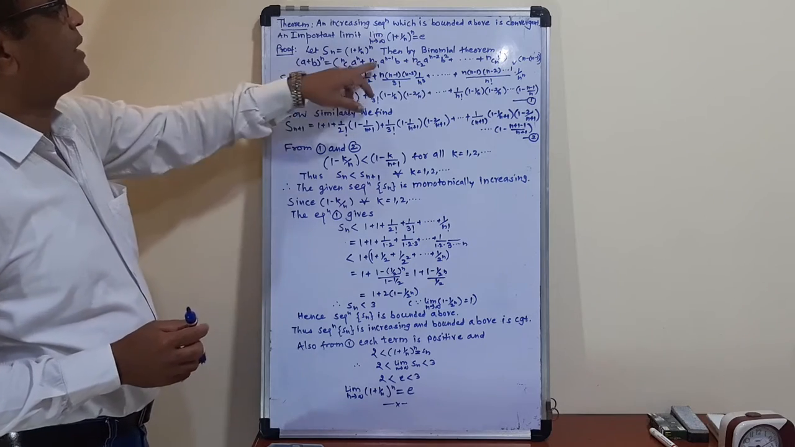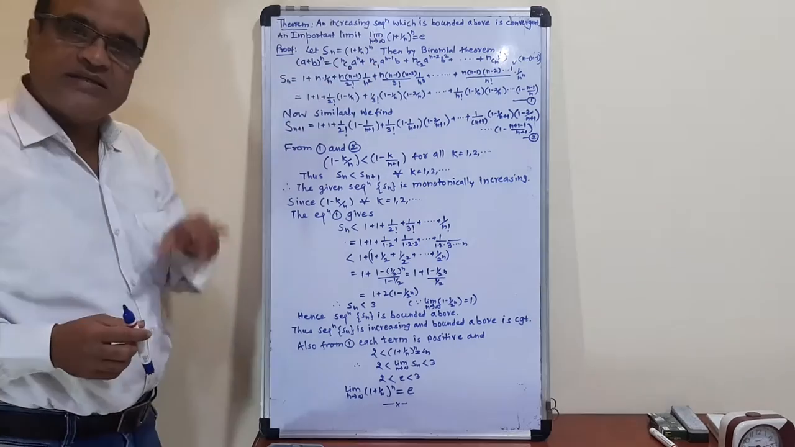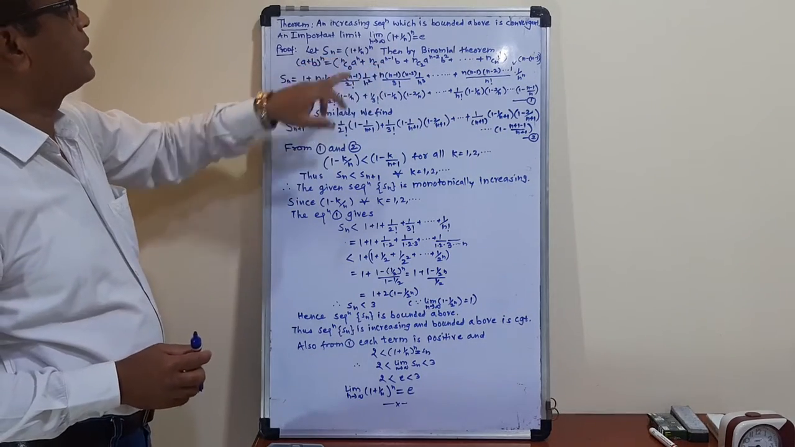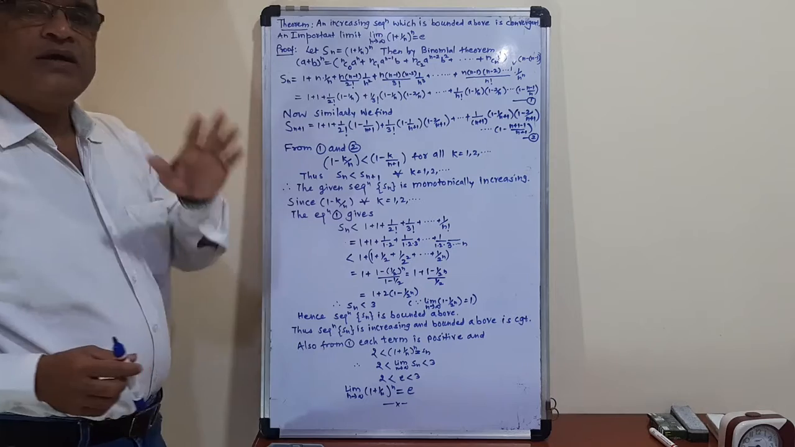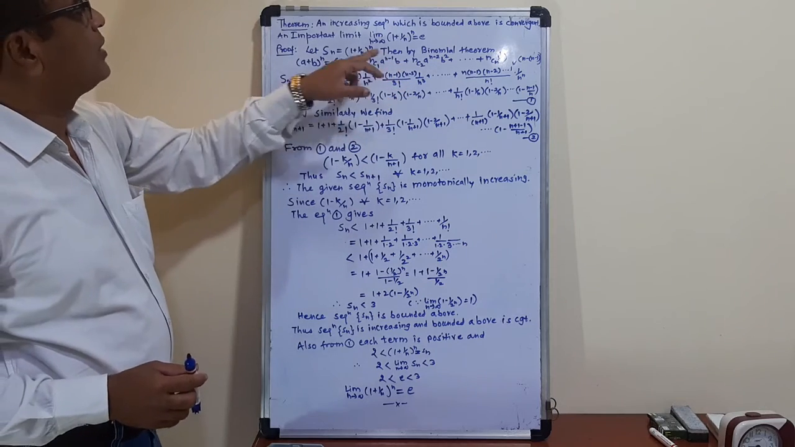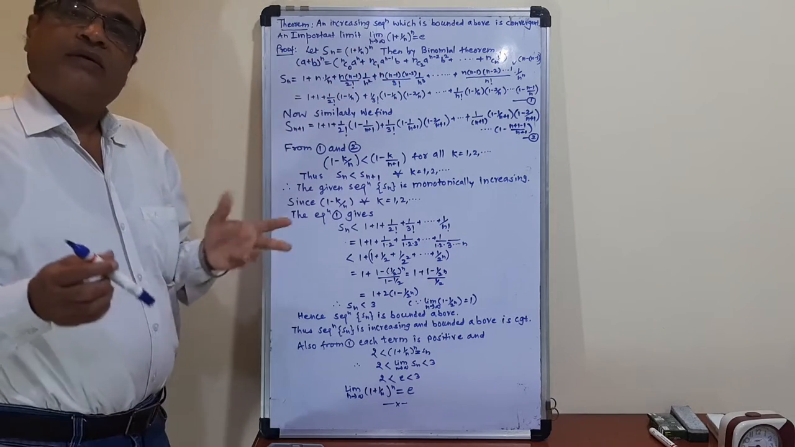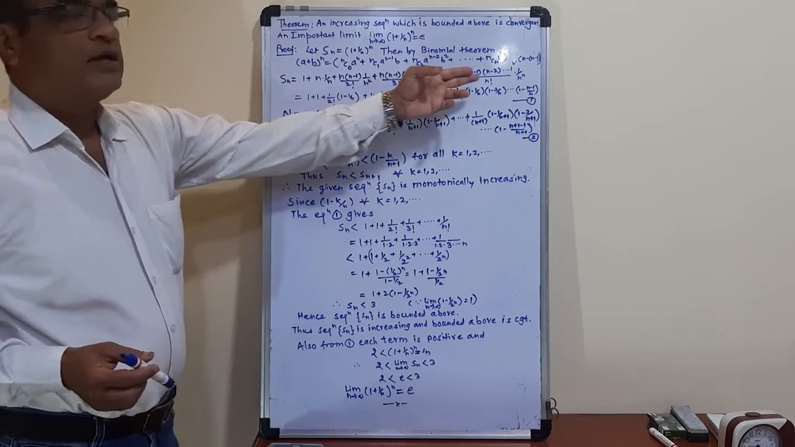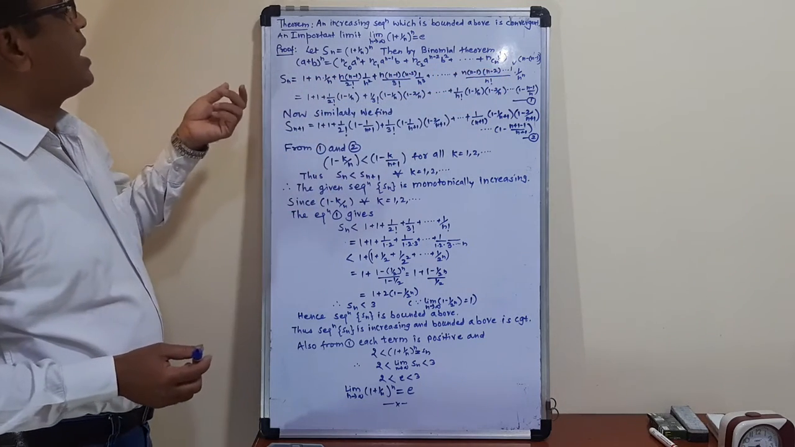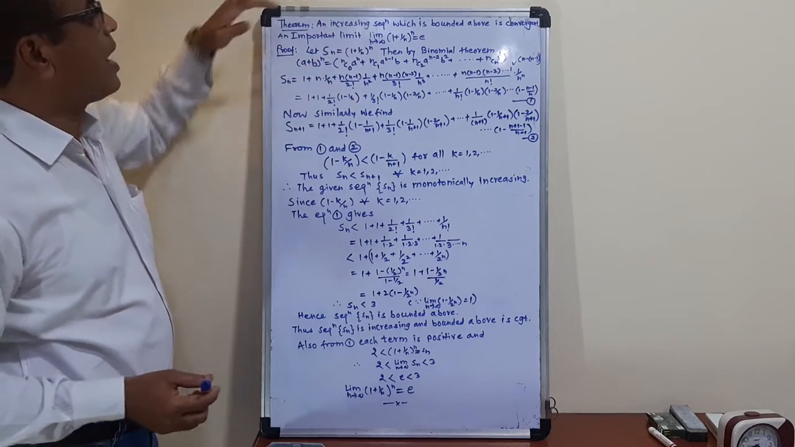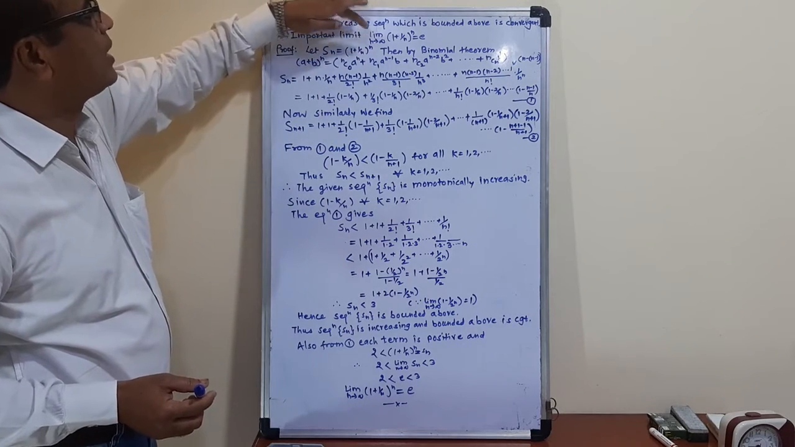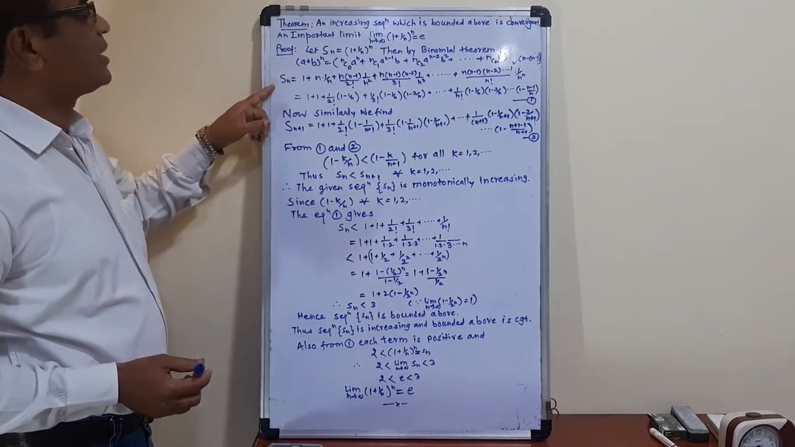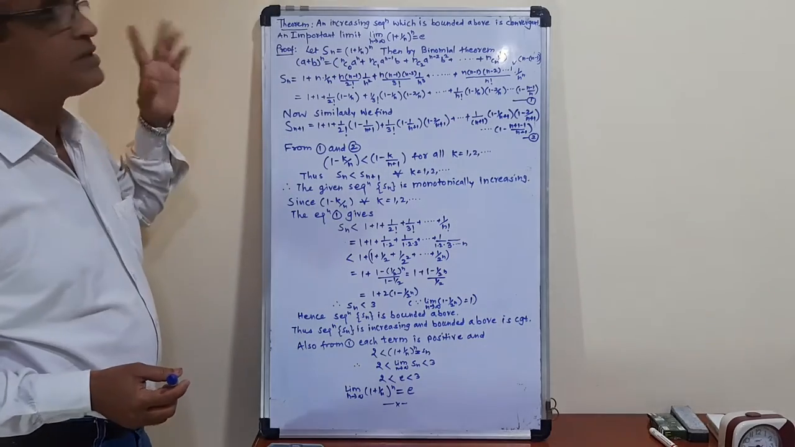So what is the second term? nC1. nC1 is n. Okay, a is what here? 1. 1 raised to n minus 1 is 1. And b is what? 1 upon n. So this is as it is, and so on. So this is the expansion of (1 plus 1 upon n) raised to n. Okay. So this is the nth term of this sequence.